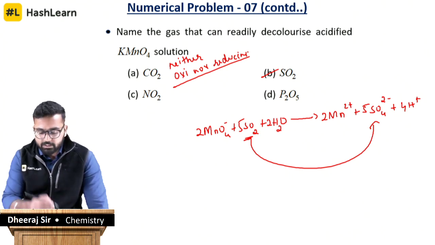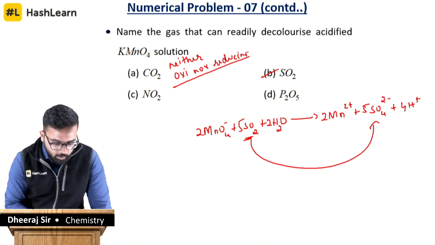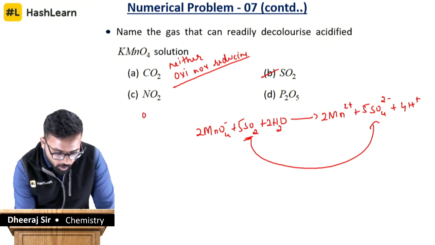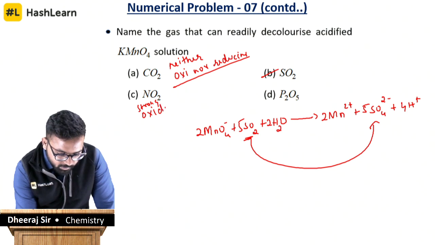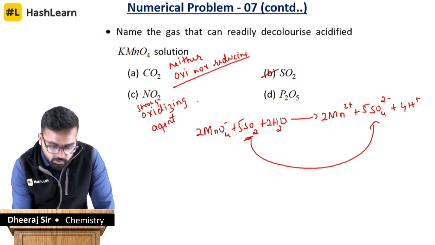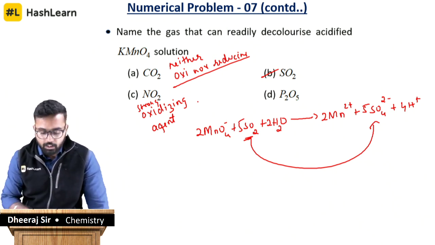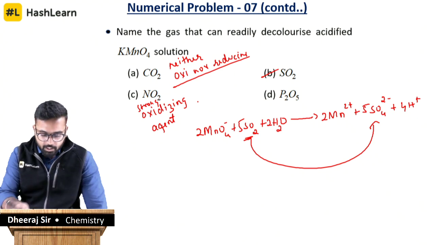Sulfur dioxide, I've told you, is the answer, and I've given you the reaction as well. What about nitrogen dioxide? Yes, nitrogen dioxide is a very strong oxidizing agent. Do not forget, it's a very strong oxidizing agent. And if I have the knowledge that KMnO4 is also a very strong oxidizing agent, one oxidizing agent is not going to react with another one. Therefore, I have to look for the reducing agent.